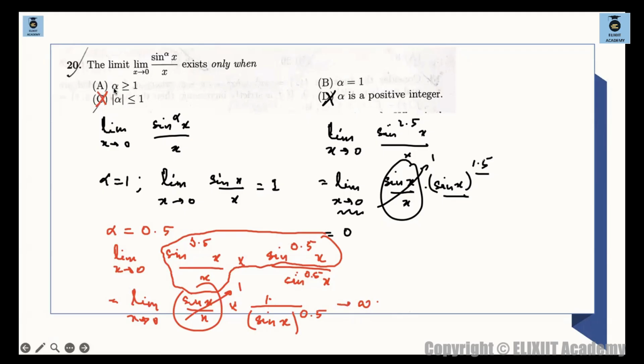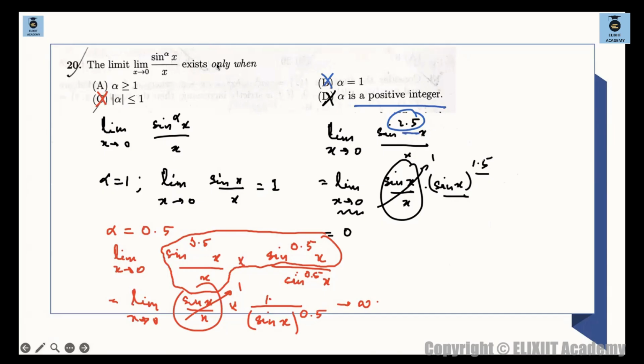They are asking you that this will exist only when. One thing you can see from here: we have checked that alpha is a positive integer. Even if it is not a positive integer, even for decimals like 2.5, this still holds. This will still give you some fixed value. The limit will hold, right? So alpha is equal to 1 is also not possible. This option will be discarded.